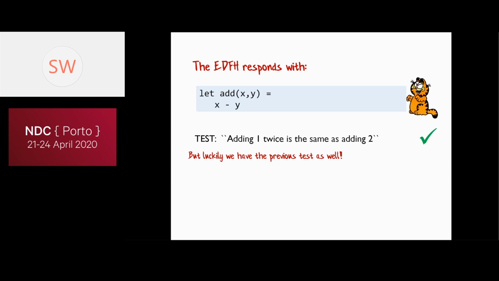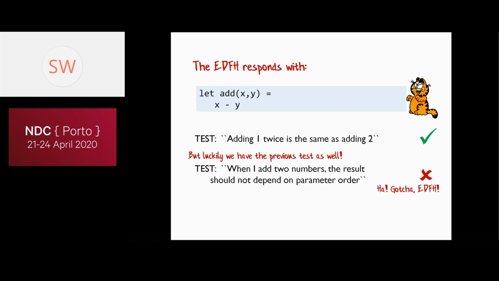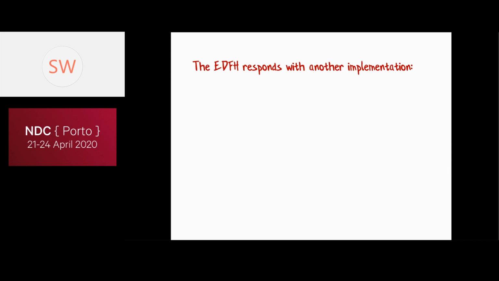But we have the previous test as well. When I add two numbers, the result doesn't depend on parameter order. So the previous test now fails. So the combination of these two tests is what narrows it down. Each individual test eliminates a set of things, and when you combine the two tests, they really start narrowing it down a lot. So can the enterprise developer from hell come up with an implementation that will pass? Let's see. But yes, he can.